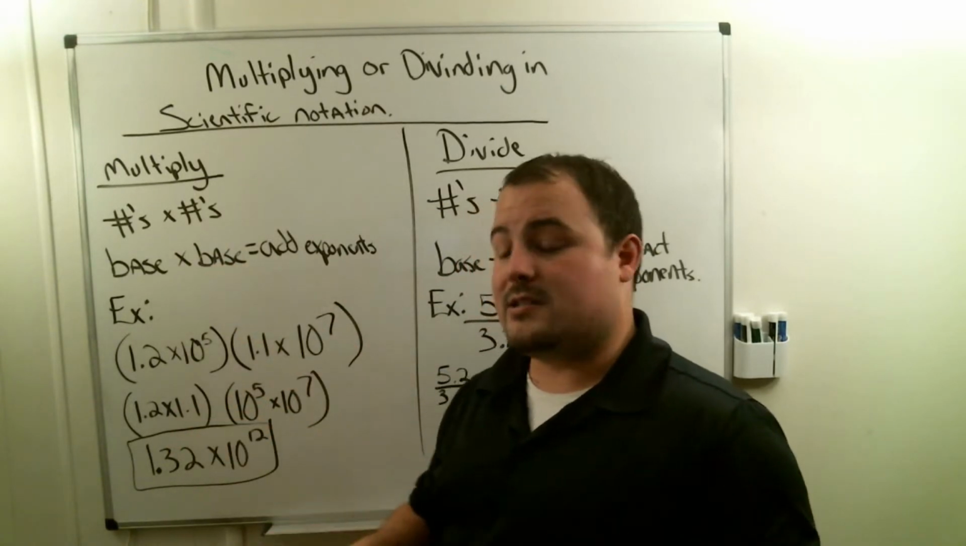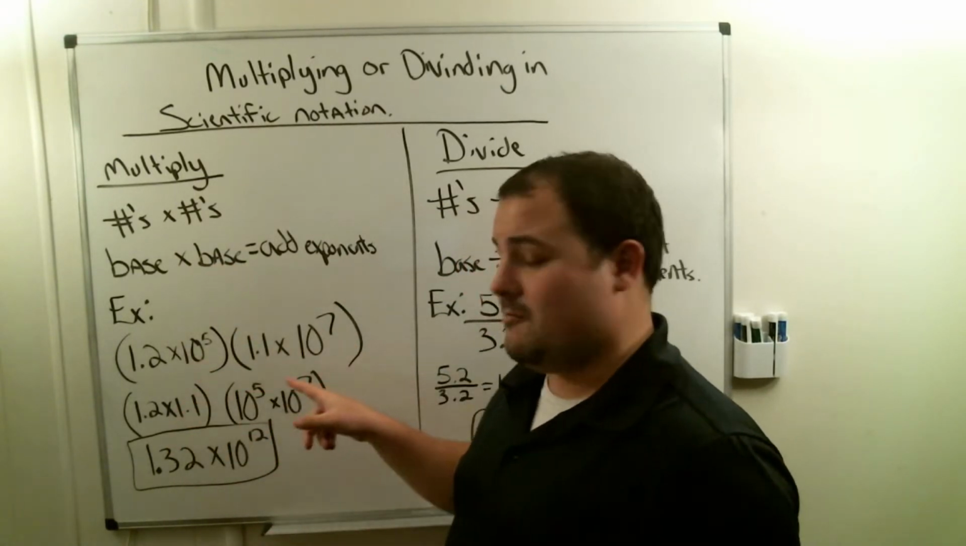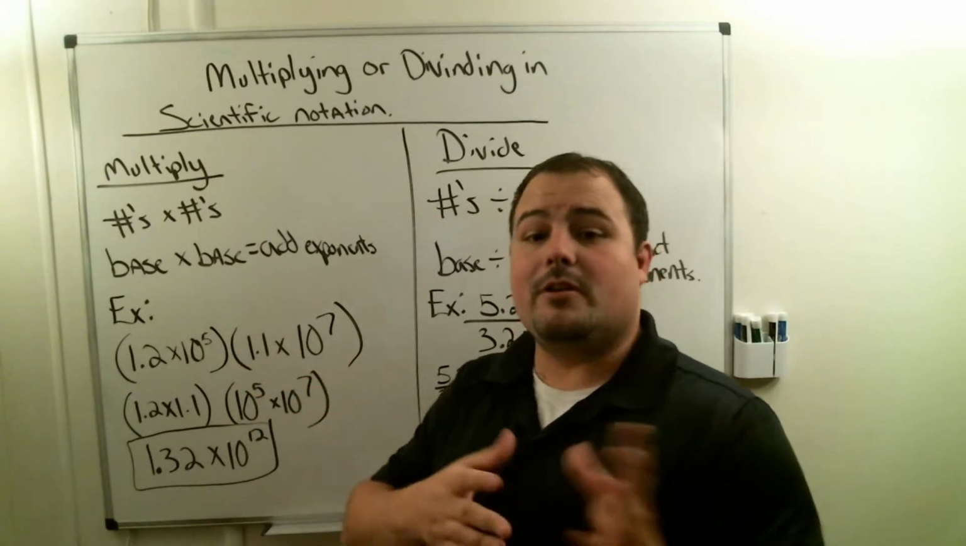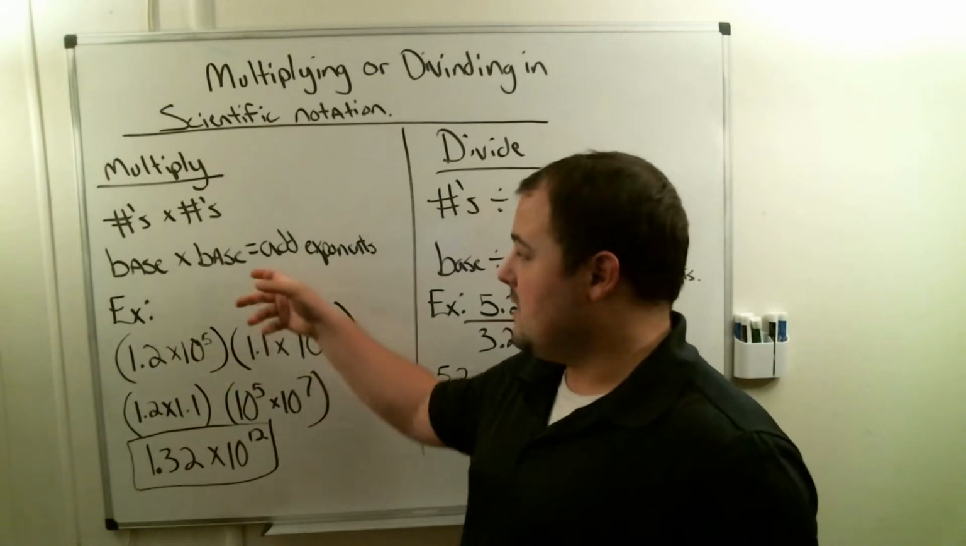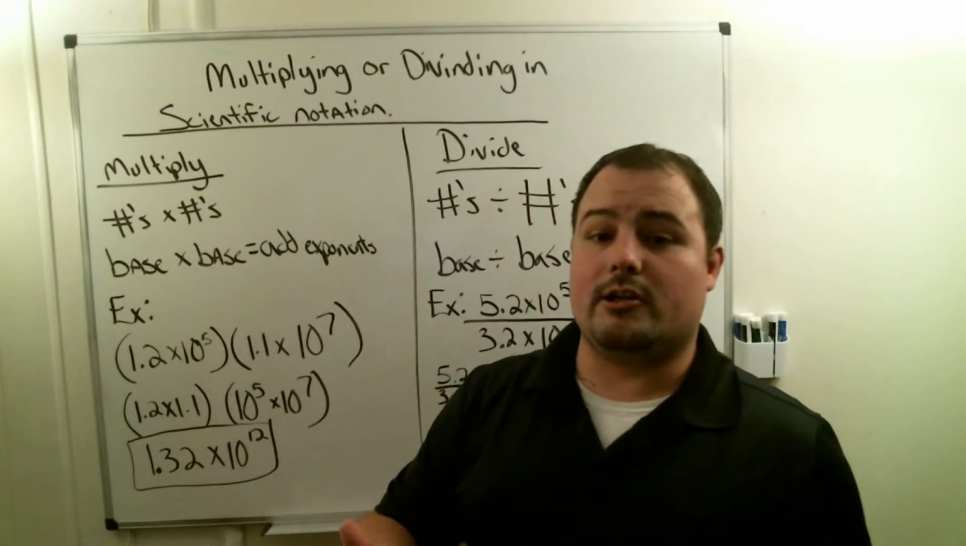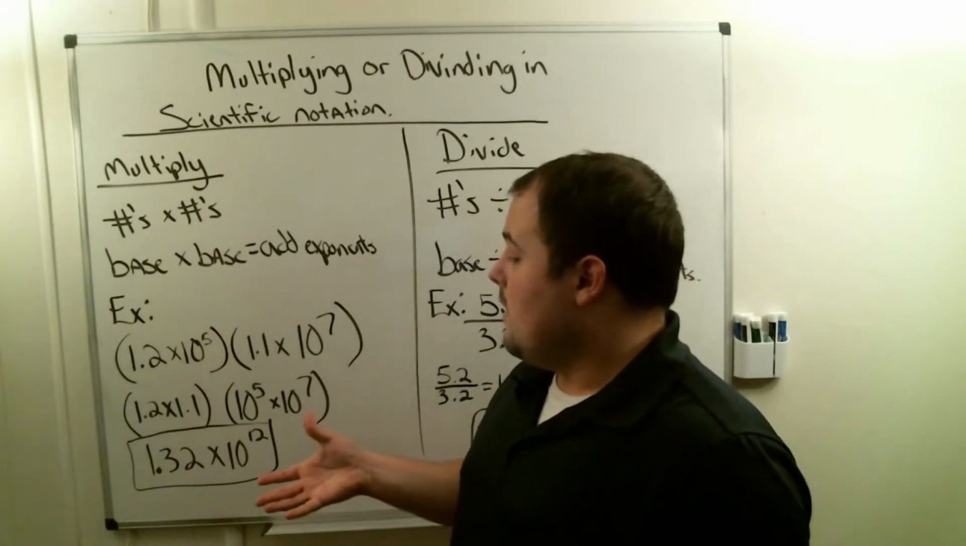Now, reminder, when I mean bases, I'm talking about the things that are the same in the problem. The base is the number that has the exponent. So if our bases are the same, we can add the exponents. This is something we learned in a previous example.